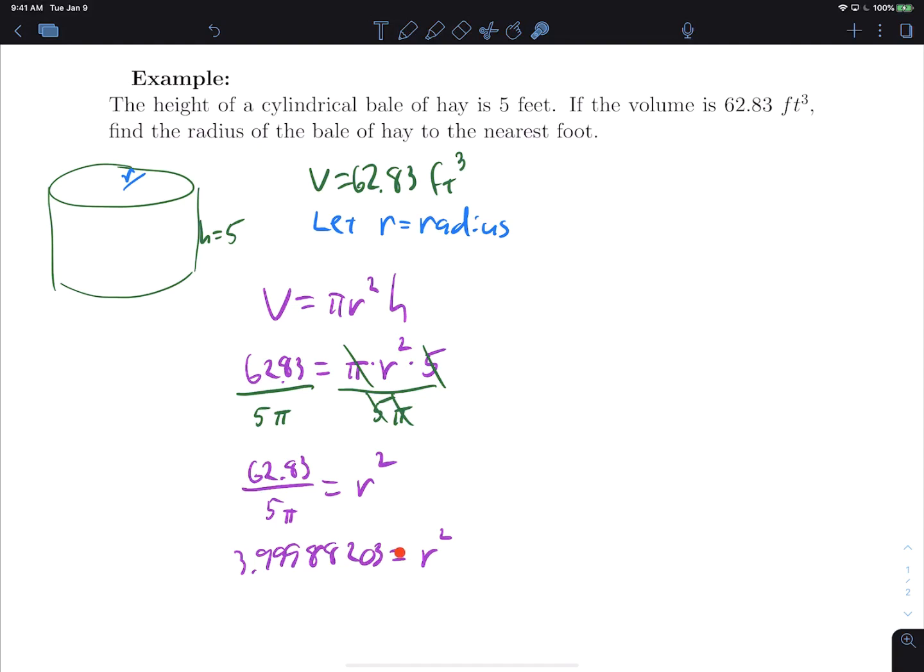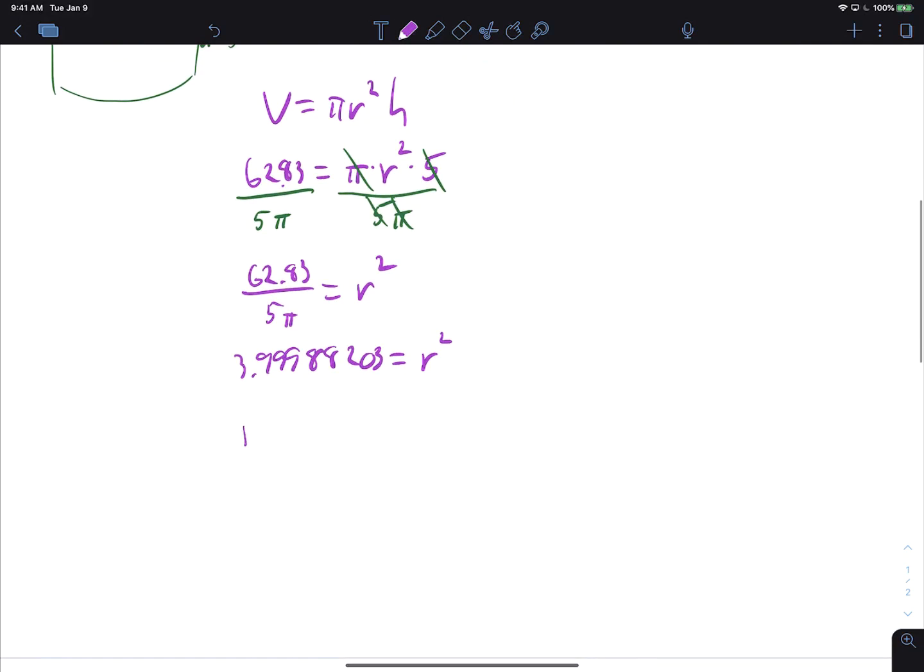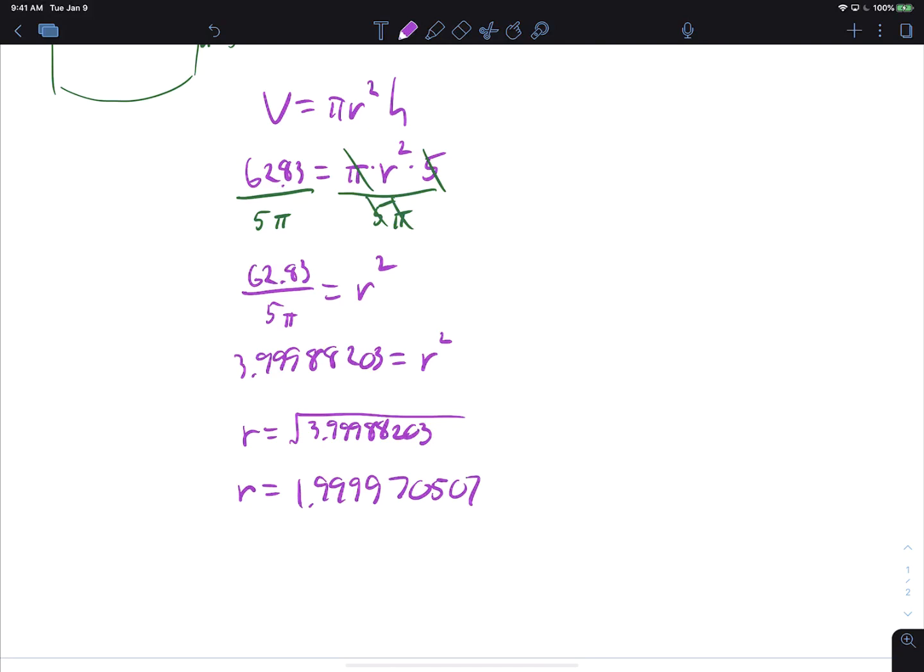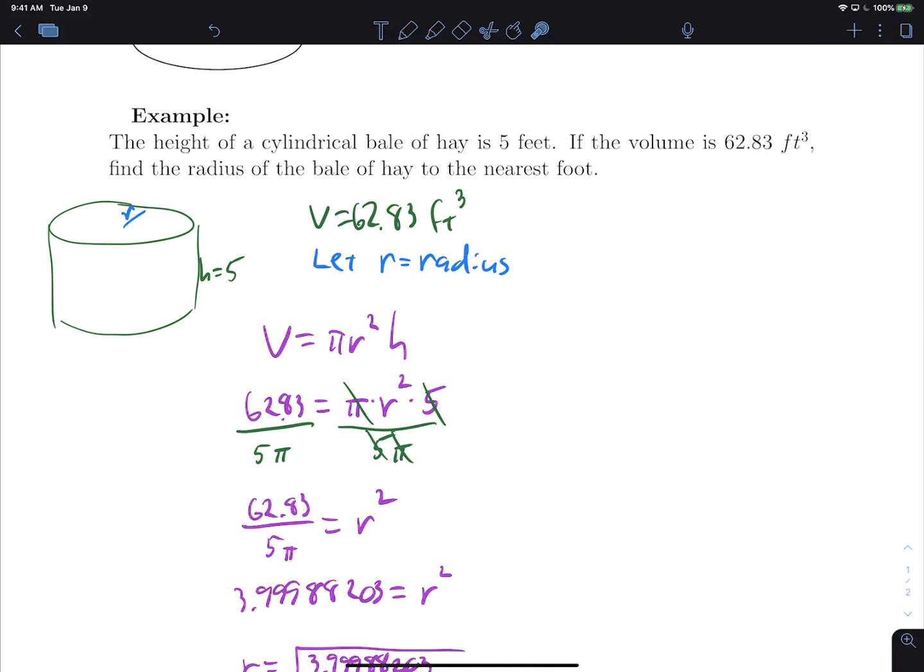Notice that r squared is just equal to a number. This is the square root property. So this is going to tell me that r is simply equal to, technically plus or minus, but because we're talking about distance, it's only positive, the square root of 3.99988203. So in your calculator, just do the square root of that answer. And when you do so, you're going to get r is equal to 1.999970507.